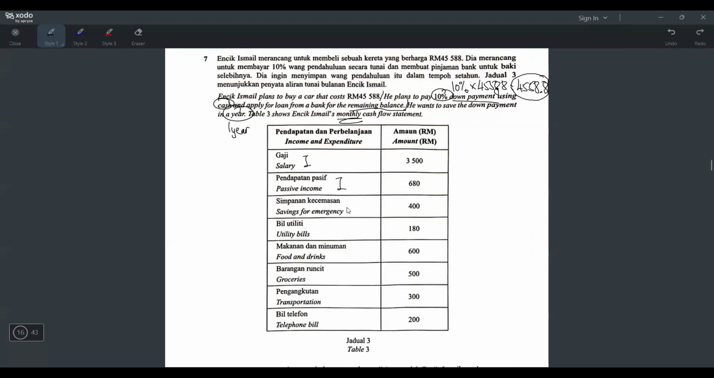Savings for emergency, okay, ini savings lah. Okay, it means dia tak nak guna duit ni, dia nak simpan untuk emergency. Okay, utility bill, this one is expenses. Food and drink expenses. Grocery expenses. Transportation expenses, bill expenses. Ini semua adalah perbelanjaan expenses. Okay. And then income is the pendapatan lah. Alright. Okay, so what I have to do now?